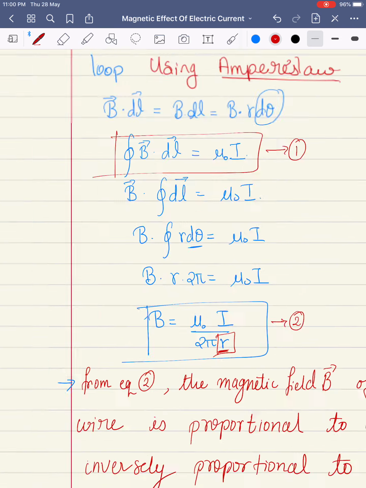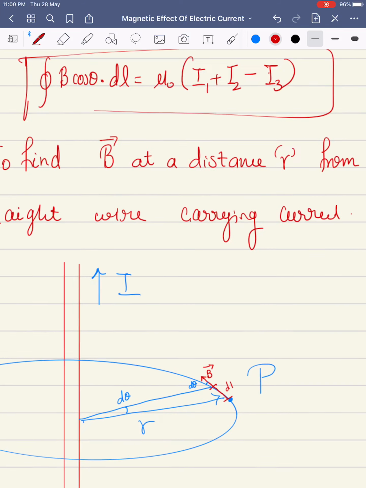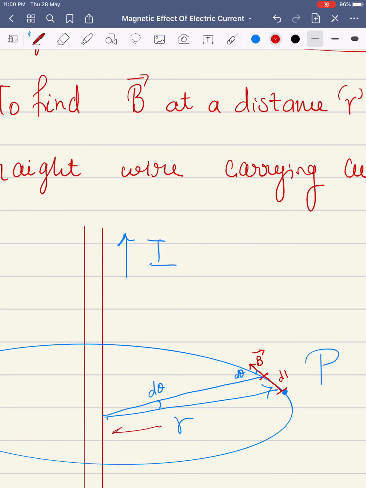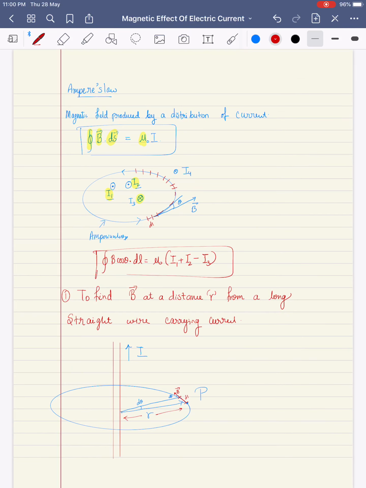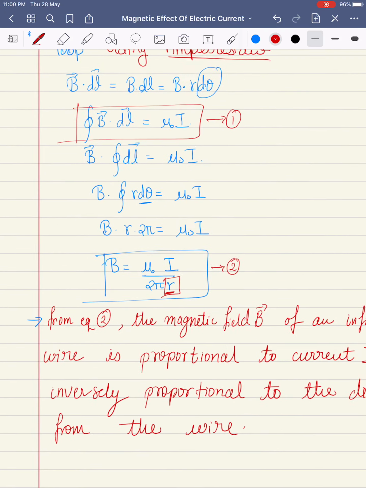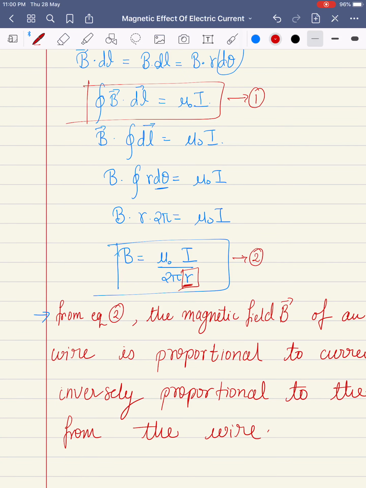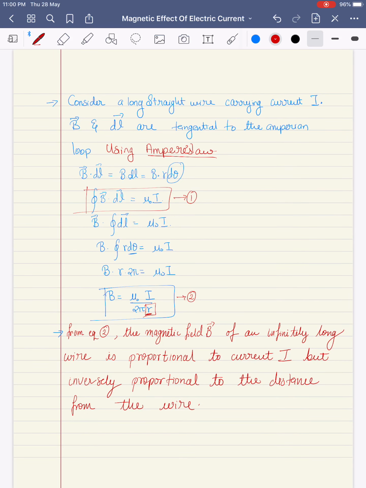Okay. And what is that R? That R is the distance of the point P, where you actually find the magnetic field, from the center of the conductor carrying current. And the conductor is a long straight wire carrying current. So the magnetic field because of the long straight wire at a distance R is given as mu naught I divided by 2 pi R. Okay, that's how we write.